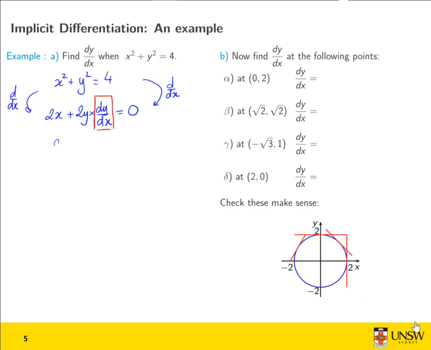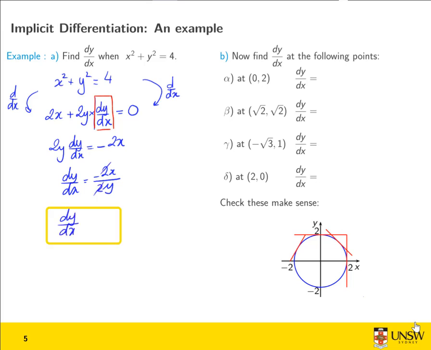So we will get 2y dy dx is minus 2x. That means dy dx is negative 2x on 2y. We can cancel the 2's. And of course, we get the same expression we got earlier, but that's just been easier. Since this was a little bit abstract, let's see that it actually matches our intuition and really corresponds to the slope of the tangent line.